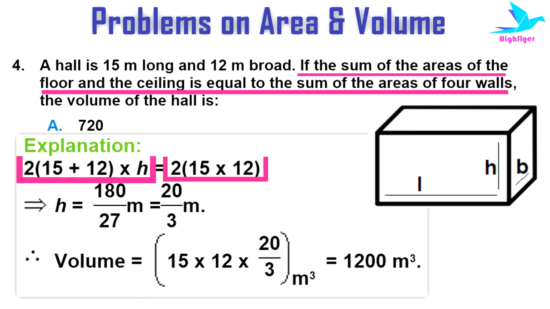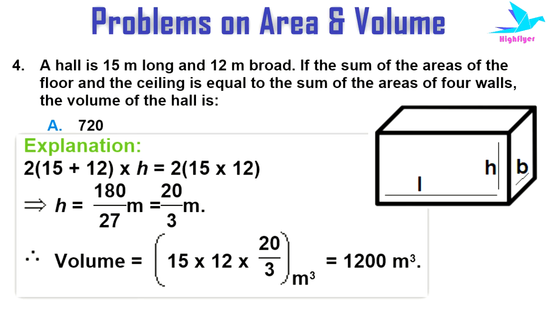So now as per the question, the area of all the 4 walls and the area of the ceiling and the floor are same. So that implies 2 into (15 plus 12) into h equals 2 into 15 into 12. That implies h equals 180 by 27 meters, that is equal to 20 by 3 meters. So volume equals 15 into 12 into 20 by 3 meter cube, that is equal to 1200 meter cube.